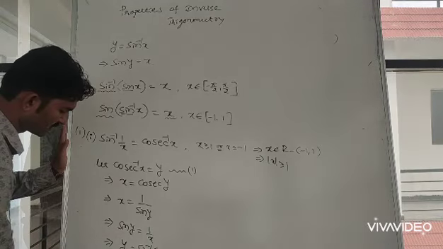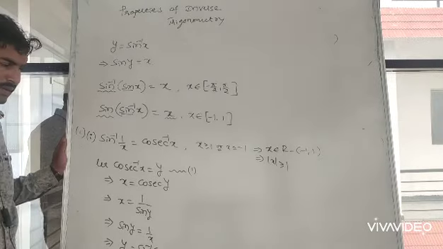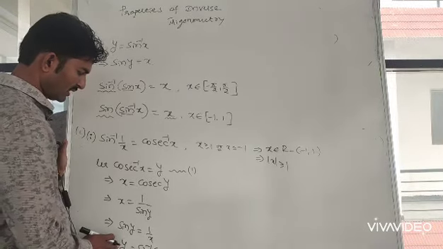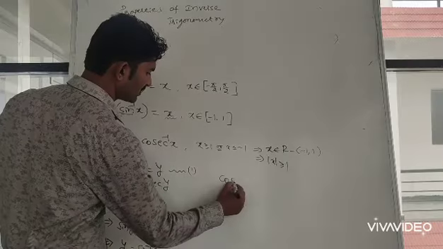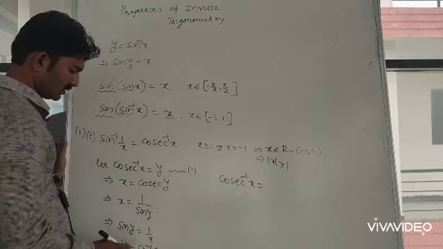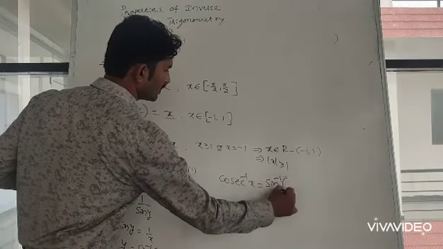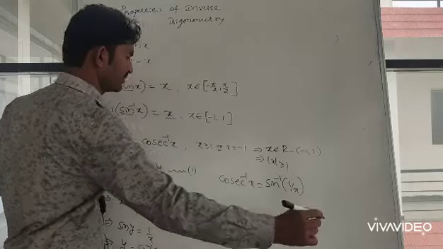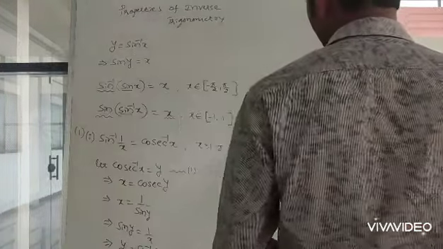Y is nothing but, from equation number 1, what can we write? In place of y, we can write cosec inverse of x. Cosec inverse of x is equal to, what is the right hand side? Sine inverse of 1 by x. Hence the proof.